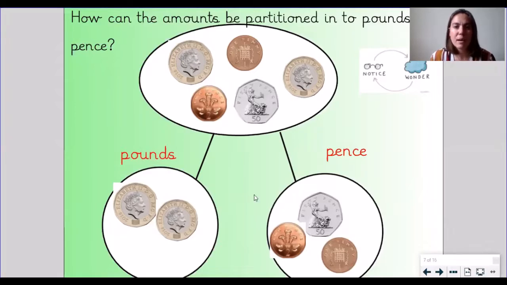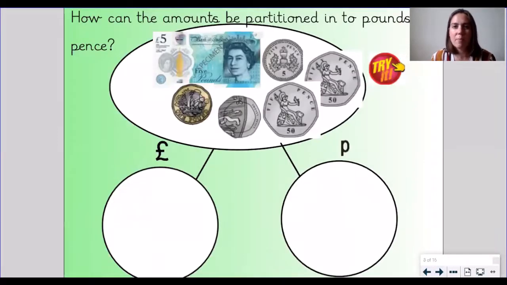So again, I've partitioned into pounds and pence, and now I know how to write that quite easily because I've got £2 and 53 pence. Each time when we're partitioning, this is all helping us figure out exactly how much money we have.